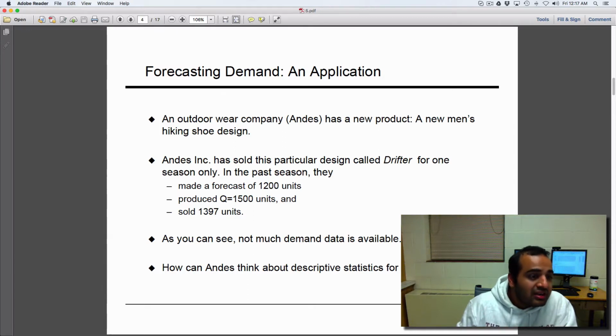As you can see from this table, not much demand data is available. Now, how can Andes think about descriptive statistics for Drifter, and what would be the mean next year? What could be the standard deviation and things like that? That's the question we're going to be looking at. We're going to learn how to fit a distribution by tracking errors. If there is a limited amount of past data, like in the case of Andes, for new products, we start with a subjective forecast. However, we can do better than that with more data.